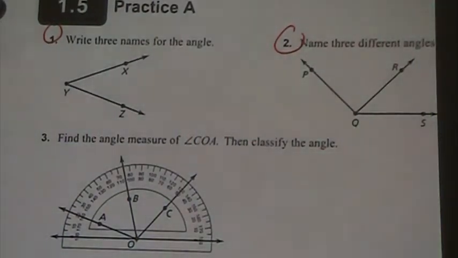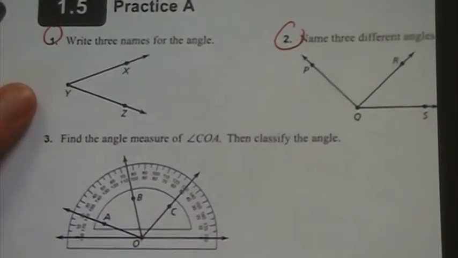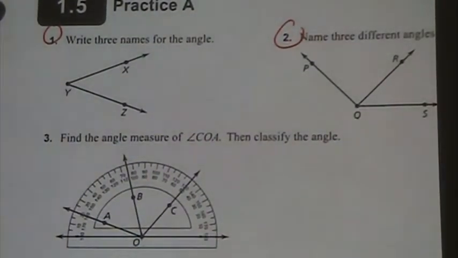All right, we are in section 1.5, talking about angles, kind of angle basics here. And the first question we're going to talk about is writing three names for an angle. Why does it say three names? Because there are different ways to name these guys, and they want you to know all the different ways.